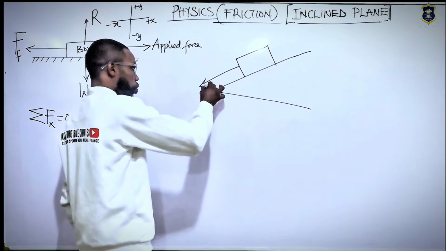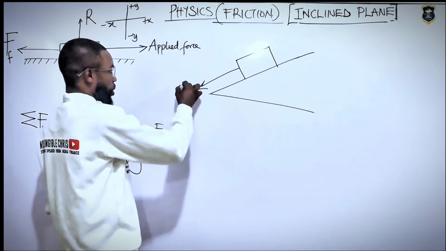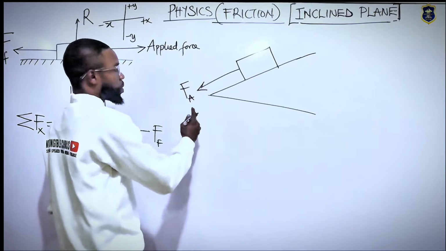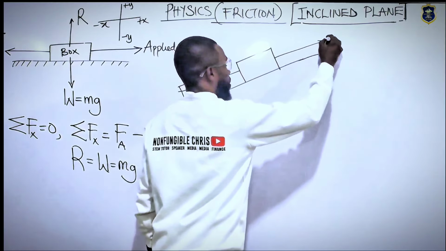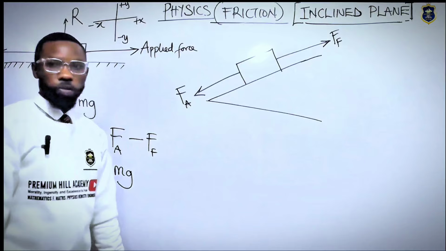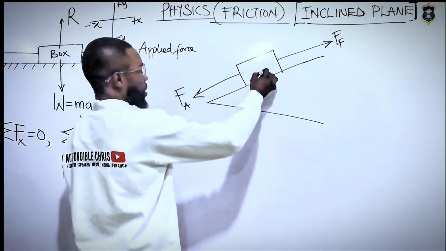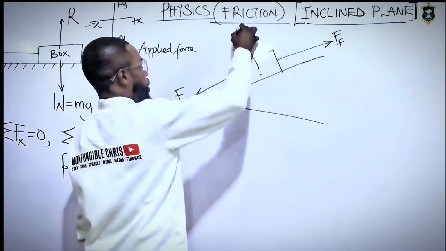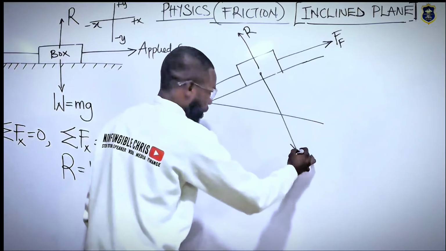So the applied force is coming here. This is where we have our applied force, so let's call this our FA, applied force. If the box is coming down, you discover that our frictional force will be here. This becomes our frictional force because it opposes the motion, right? And the other forces that affect this box are the normal reaction, and then we have the weight, right?